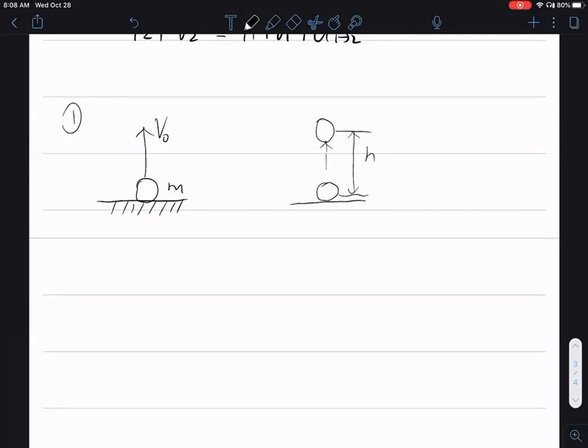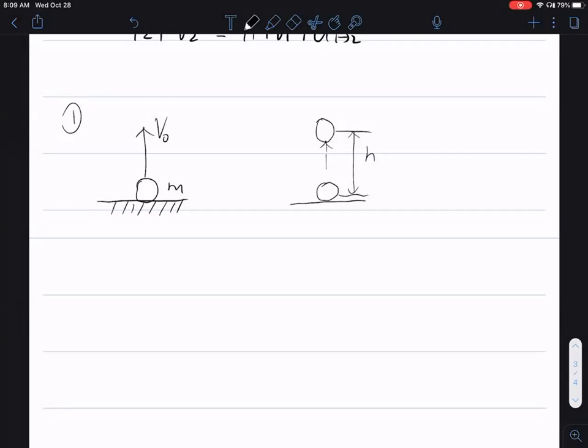In this case, can we draw the free body diagram for that ball? How many forces should be on the free body diagram? Everyone? Two? What are the two forces? One force of gravity pulling it down, and a force that pushes it up.